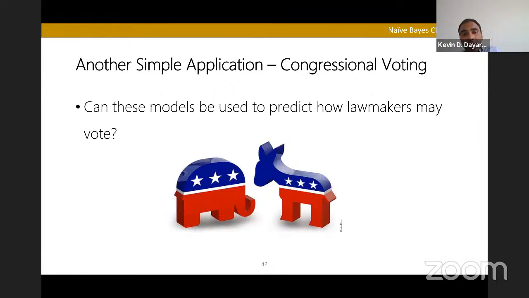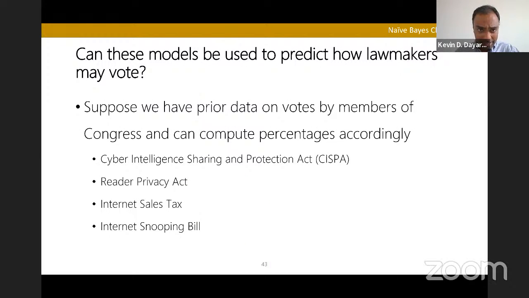So here is another simple application: congressional voting. Can these models be used to predict how lawmakers may vote? And I think I've thought about this. This could be very useful, for example, not just nationally, but at state and local levels as well as in other countries. So here is an example. Suppose we have prior data on votes by members of Congress and can compute percentages accordingly: the Cyber Intelligence Sharing and Protection Act, Reader Privacy Act, Internet Sales Tax, and Internet Snooping Bill. This is an example from that book I was referring to.